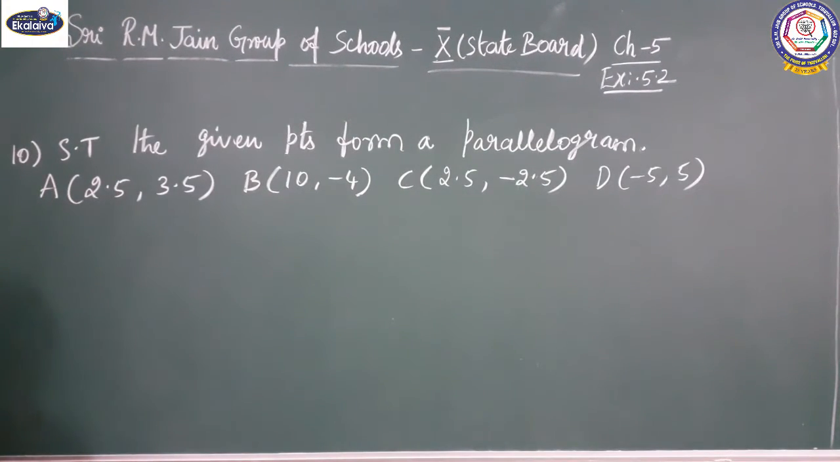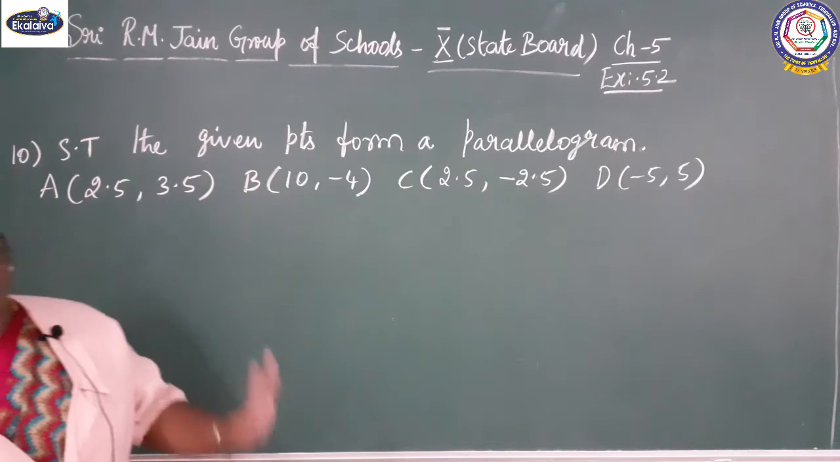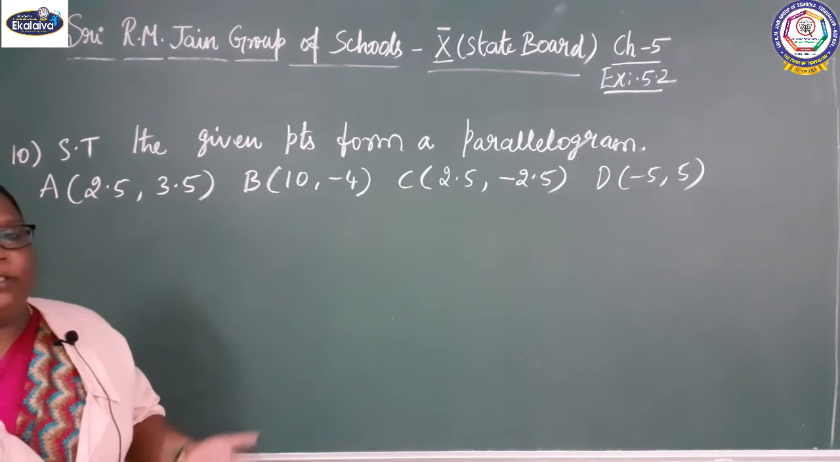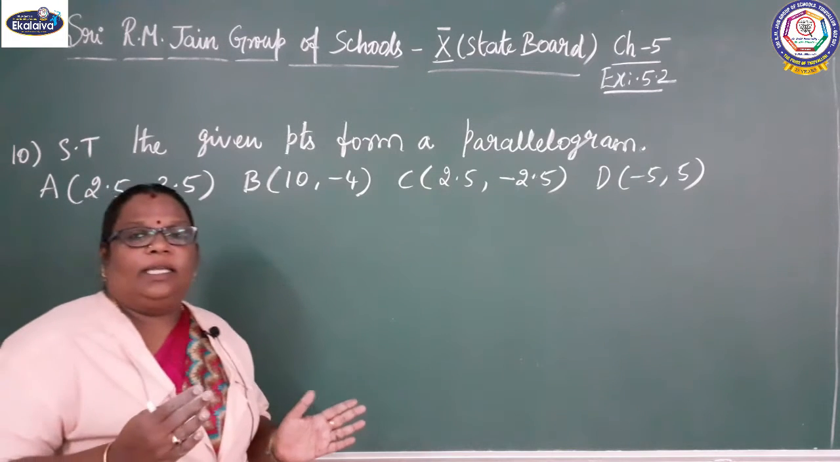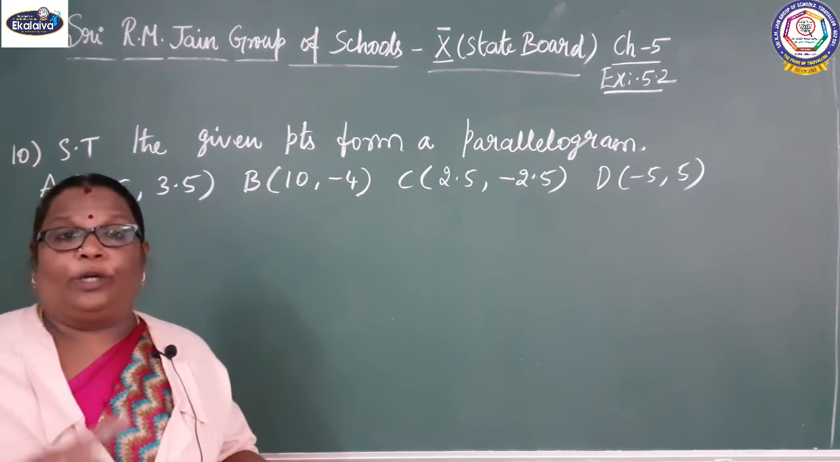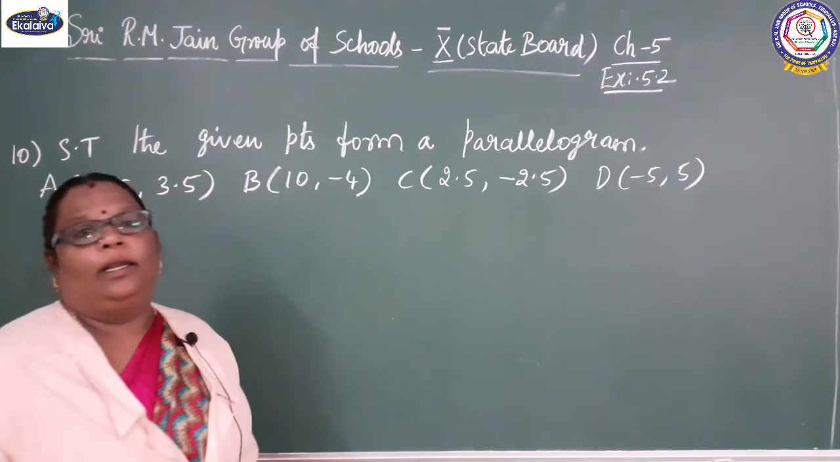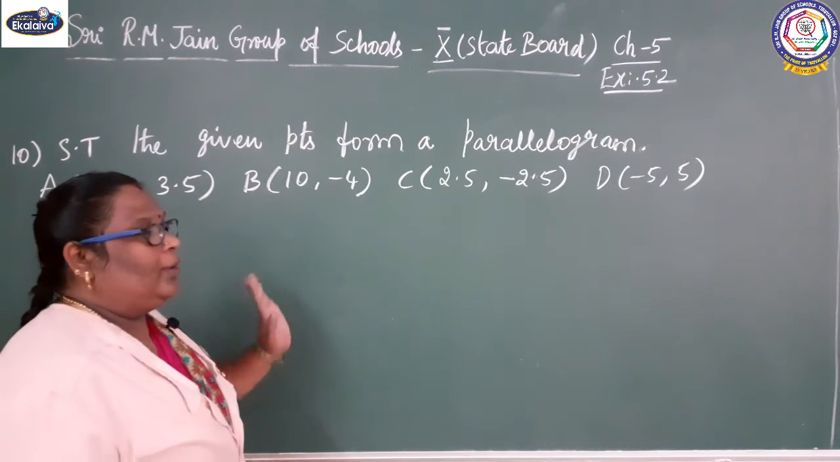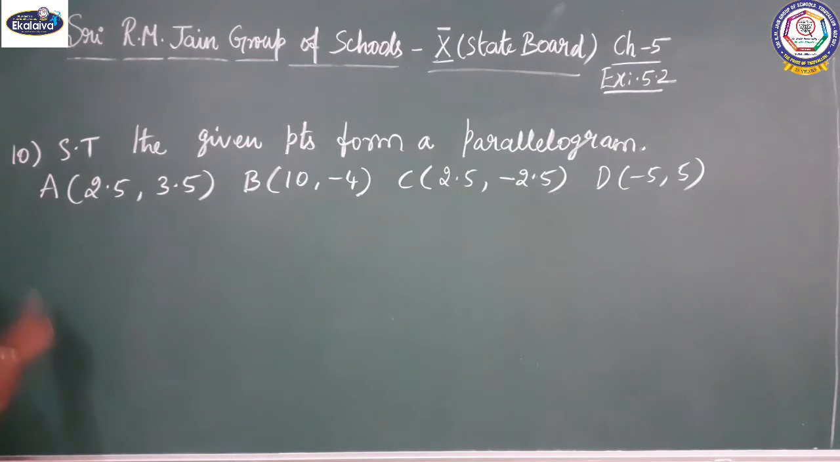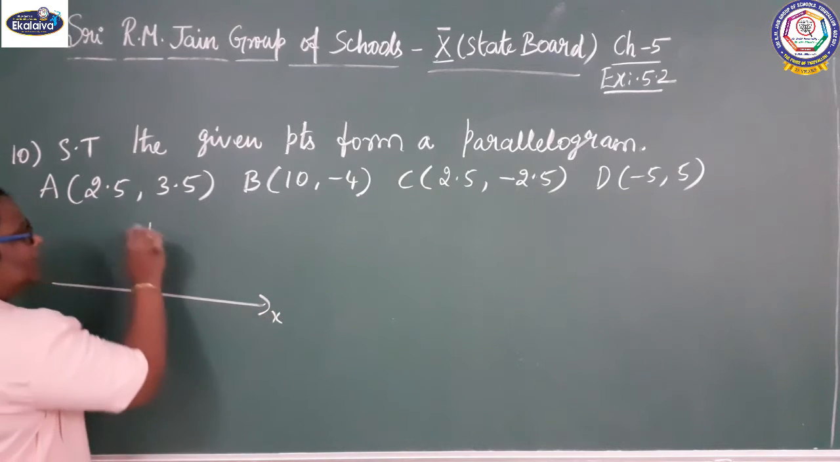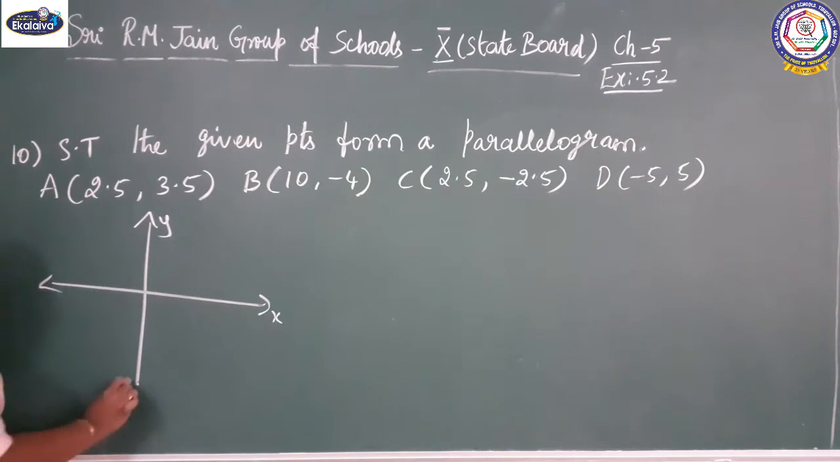See the 10th sum. Show that the given points form a parallelogram. If you want, you can use the distance formula also. Find AB, BC, CD and DA, and you should find AC and BD, because the diagonals are not parallel in a parallelogram, or otherwise we can do it in this method. First, you can see the diagram, x-axis, y-axis, whether it forms a parallelogram or not.